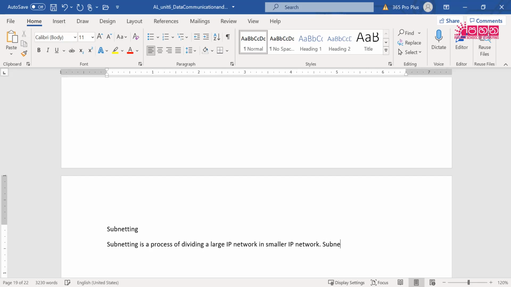So subnetting allows us to create smaller networks from a single large network. For example, I told you in a class A network, usually you can have 16 million hosts, which we might not be able to handle.